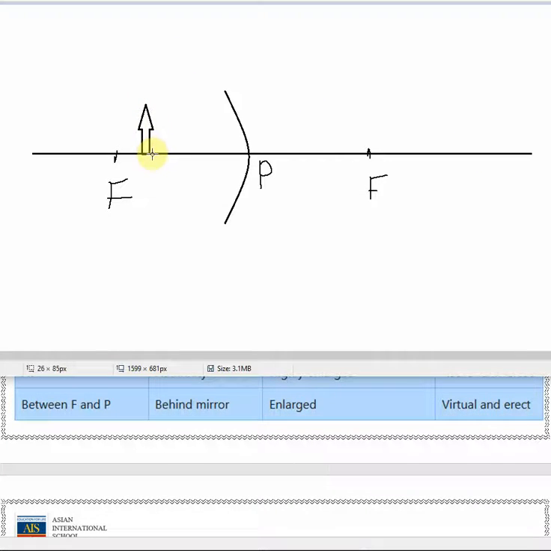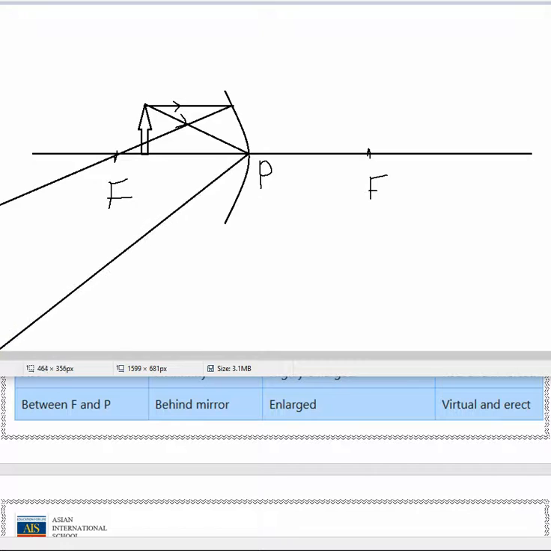In this case the object is placed between F and P, so here the object is placed. So once again, first ray parallel to principal axis, second ray at P. Now arrows. Once again, this light after reflection will come through F. It will pass like this. Second ray will make the same angle like this. If I'm not wrong, this will be the angle.